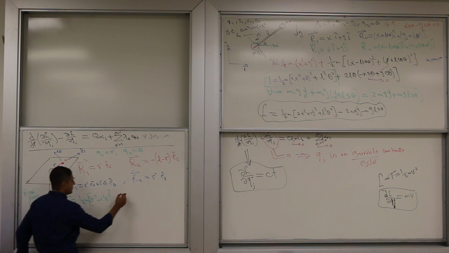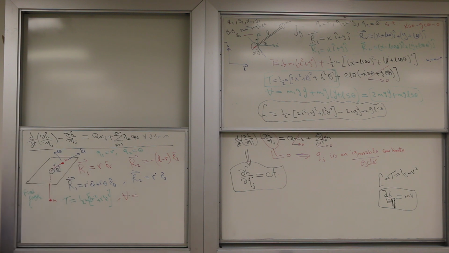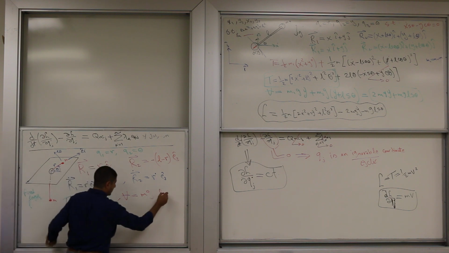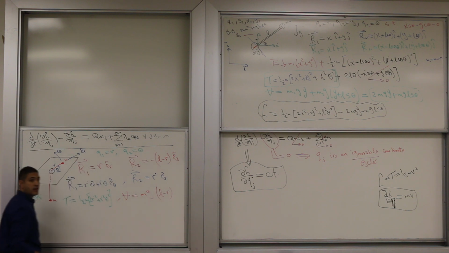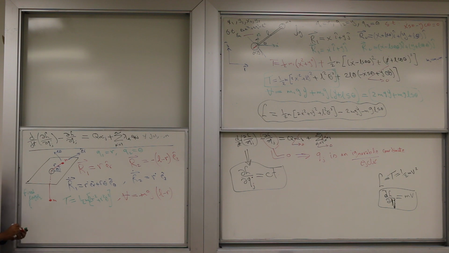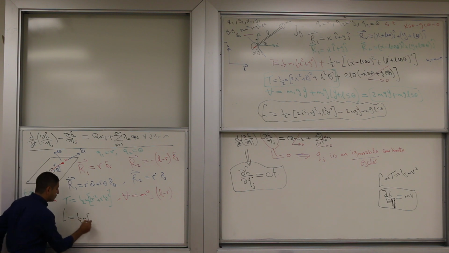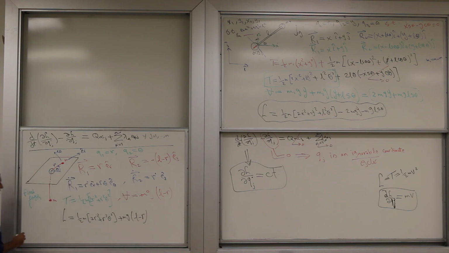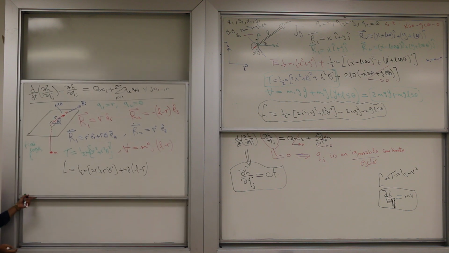And your potential, what's your potential, please? What's the potential? It's mg times the vertical distance, which is L minus r, but this is below the reference, so this is negative, right? Your magic quantity, the Lagrangian, T minus V, so this is 1/2 m times 2 r dot squared plus r squared theta dot squared, minus minus, so this is plus mg(L minus r). From this magic quantity, we'll derive all the equations of motion, right?